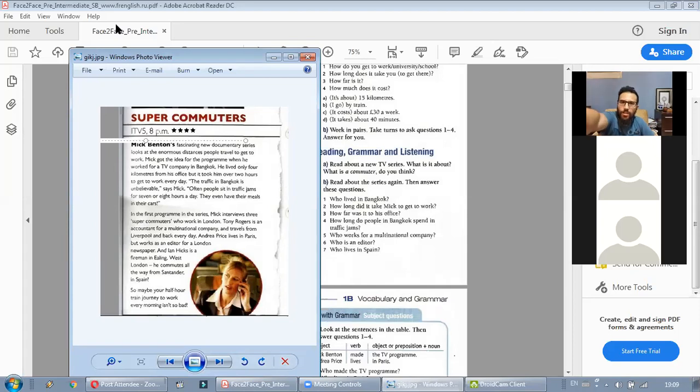Is this a lot or not a lot? What do you think? A lot. Yes, a lot. Because how far was his office? 4 kilometers. Yes, exactly. His office was only 4 kilometers away from his home, correct? Okay. What about number 4? The question says, how long do people in Bangkok spend in traffic jams?